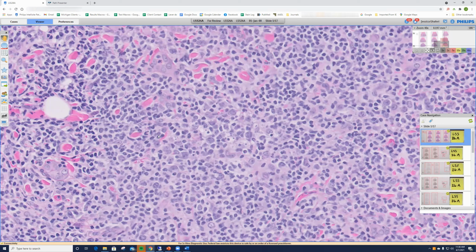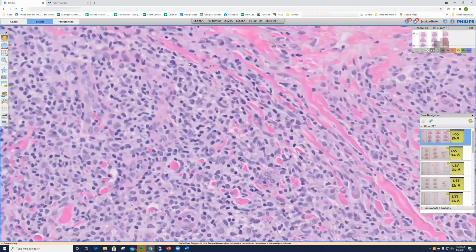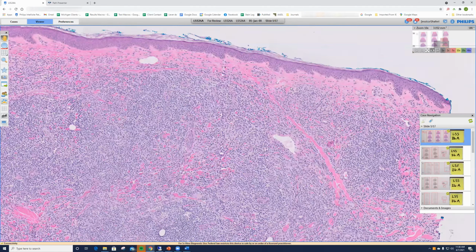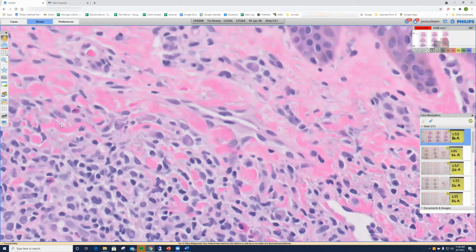So small lymphocytes and lymphoplasmacytoid cells. A few plasma cells are seen at the periphery here. So if we cruise around the edges, we start seeing a few admixed plasma cells at the periphery. So here's a plasma cell, an eosinophil, and there may be reactive germinal centers.